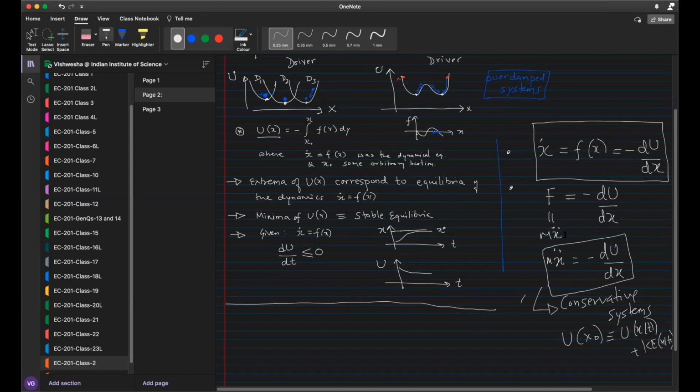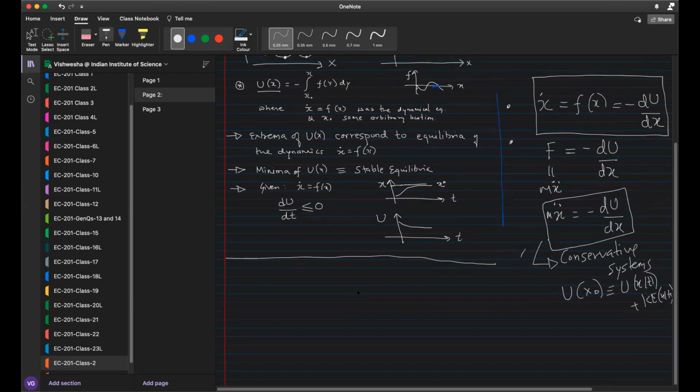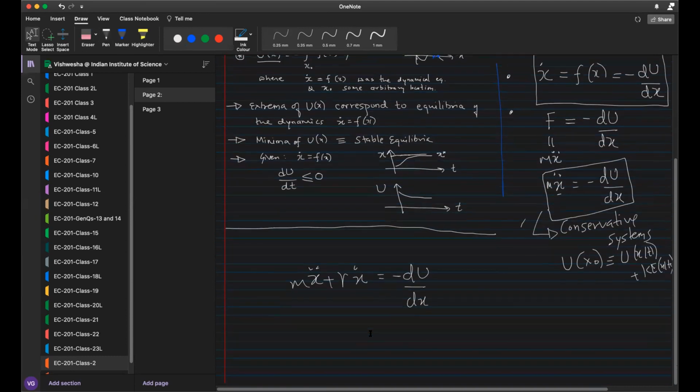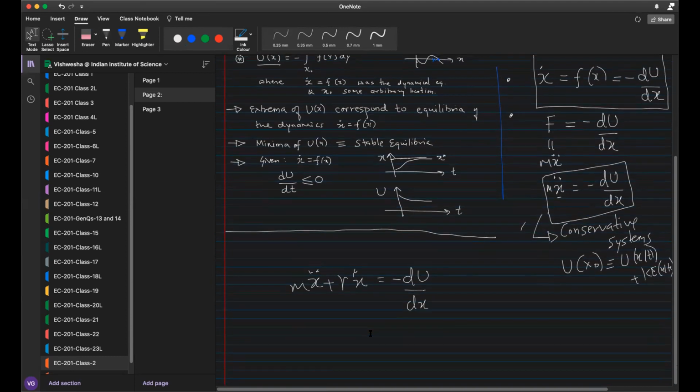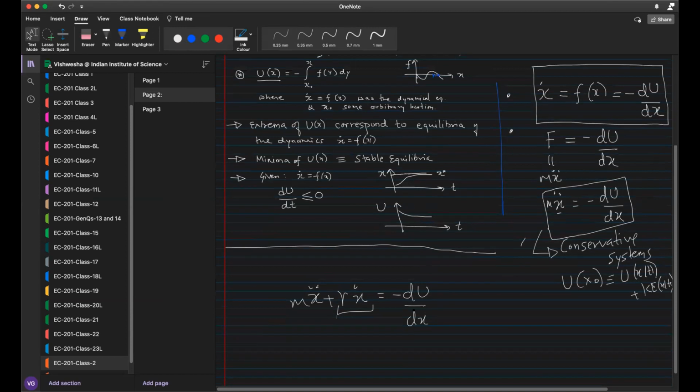Now assume a particle moving in a potential landscape like this, but also assume there is friction. So how do you write friction? Gamma x dot. So what does friction mean? The friction will increase with the speed. That's the intuition behind friction, right? So this is the frictional force that comes into the picture. Now you can see how to go from here to here.